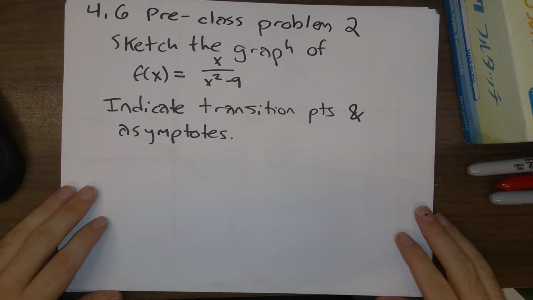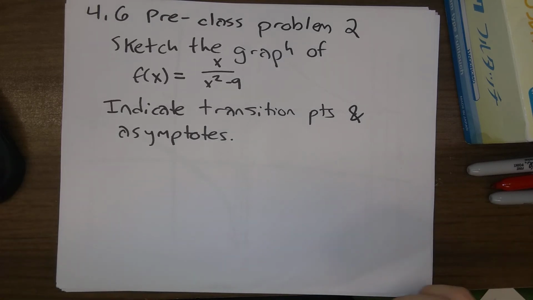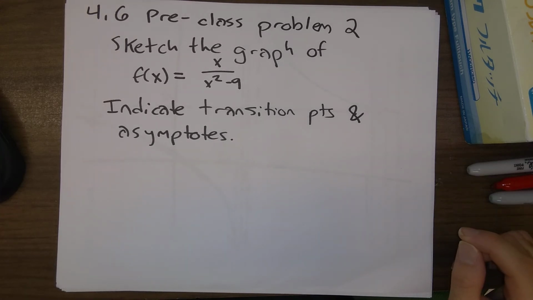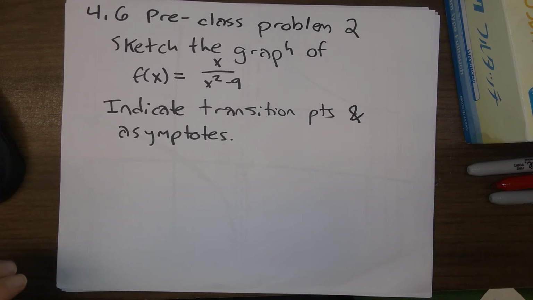Let's finish off this video with a second pre-class problem. So I want you to sketch this graph, x over x squared minus 9. I want you to carry out a similar analysis of transition points and asymptotes, and make a nice pretty graph of this function.